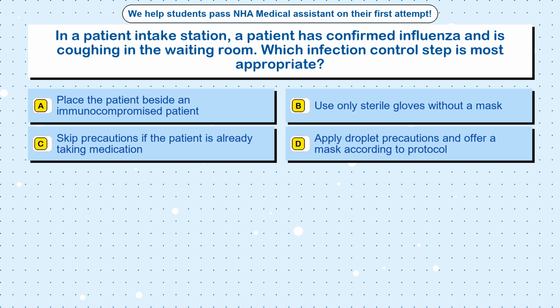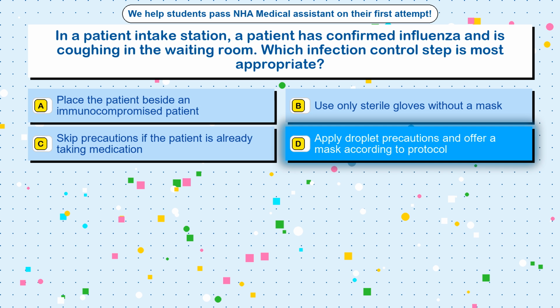Question 87. In a patient intake station, a patient has confirmed influenza and is coughing in the waiting room. Which infection control step is most appropriate? Option A, place the patient beside an immunocompromised patient. Option B, use only sterile gloves without a mask. Option C, skip precautions if the patient is already taking medication. Option D. Apply droplet precautions and offer a mask according to protocol.